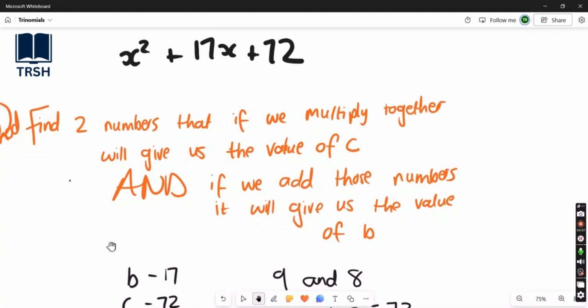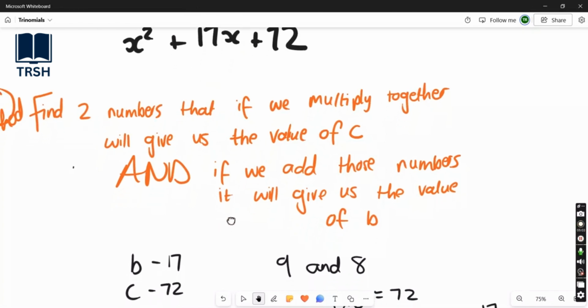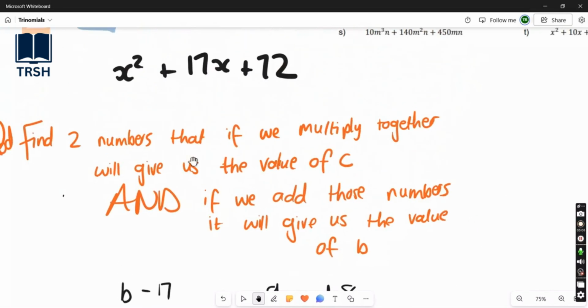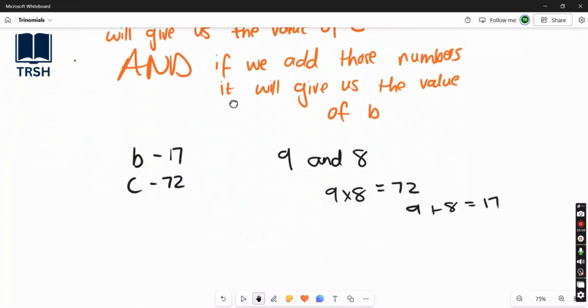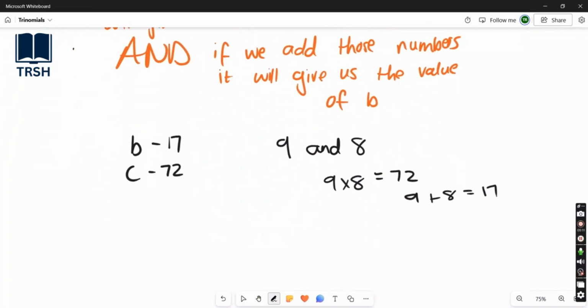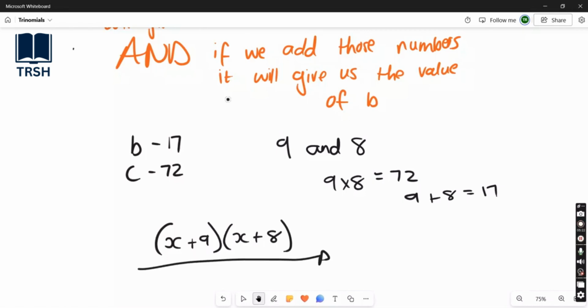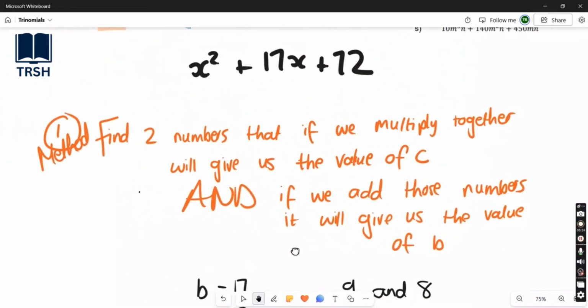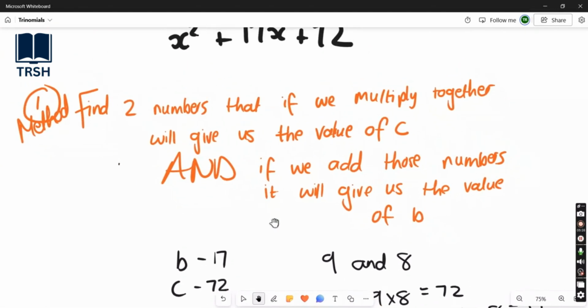There are a few rules you need to understand about the plus and how to get the negative and things like that. But in this case, because they're both positive, we have a positive there and a positive there, so our answer will simply be x plus 9 and x plus 8. So that is the first method.